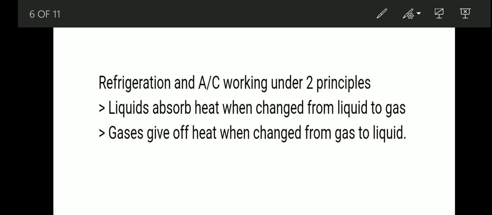Refrigeration and AC work under two principles. Liquid absorbs heat when it changes from liquid to gas, and gas gives away heat when it changes from gas to liquid. When liquid is converted to gas, it absorbs heat. In the same way, when gas is converted to liquid, it gives away heat.